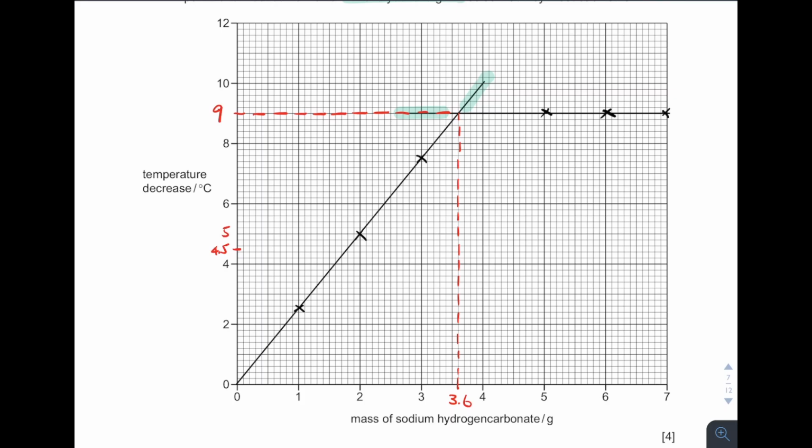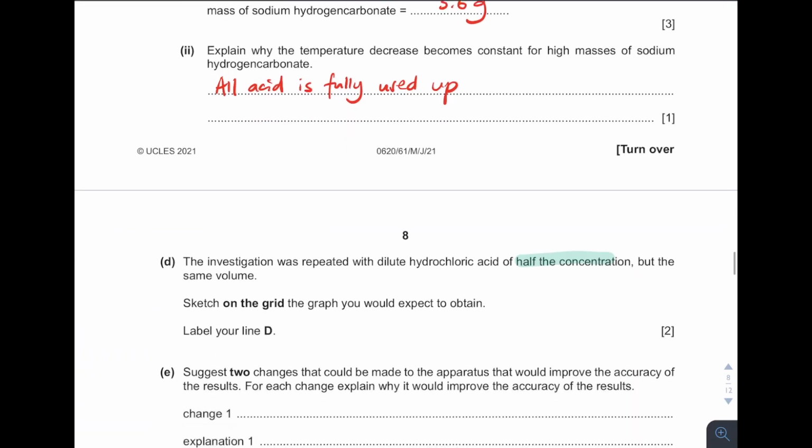So for the graph, the initial pattern is the same. It will increase, but when it reaches 4.5, it stops and levels off. Eventually it will look something like this. Then label your line D. So this is how it looks. The temperature decrease will be halved. Alright, then next one.